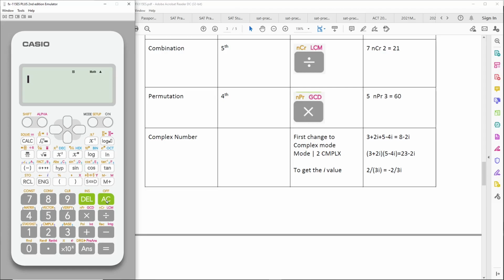You can also do permutations. So let's say we had 5 people, we need to order them in 3 different ways. So you do 5, shift, the multiplication button gives you the permutation, and then 3, and equal, and that gives a result of 60.